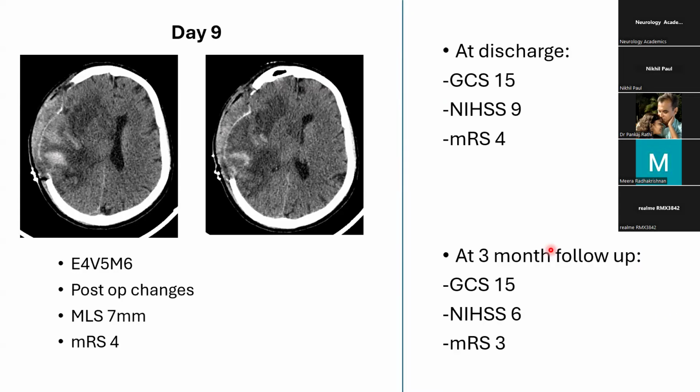At discharge, he had a full GCS with an NIHSS of 9 and an mRS of 4, and at 3-month follow-up had an mRS of 3. So this was one case which was managed well with decompression as well as with 3% saline.